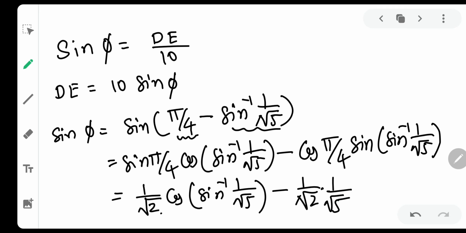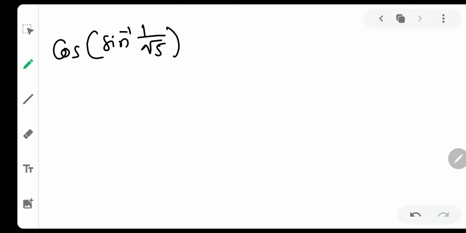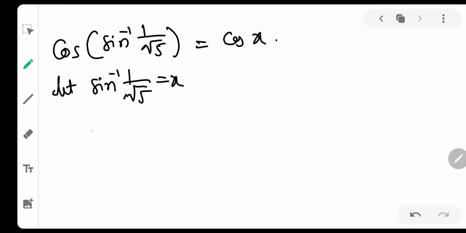Now the only thing remaining is cos of sine inverse 1 by root 5. So we will have to calculate that. Let us move to the next page and calculate cos of sine inverse 1 by root 5. This is very easy. I'll tell you a simple method to do that. Let sine inverse 1 by root 5 be equal to x. So we need cos x. Very simple. Now sine inverse of 1 by root 5 is x means sin x is equal to 1 by root 5.